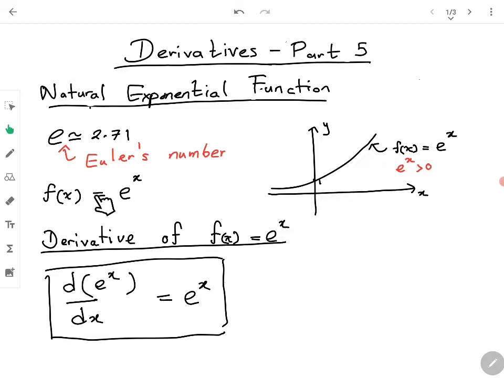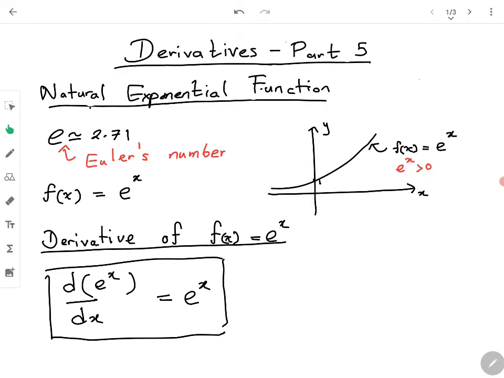And this function is called the natural exponential function. So it's the exponential function with base e. And the graph of this exponential function looks something like this. It crosses the y-axis at 1 and it keeps on increasing. The graph is always above the x-axis, so this function is always positive. Whatever x value you plug in here, you get a positive value.